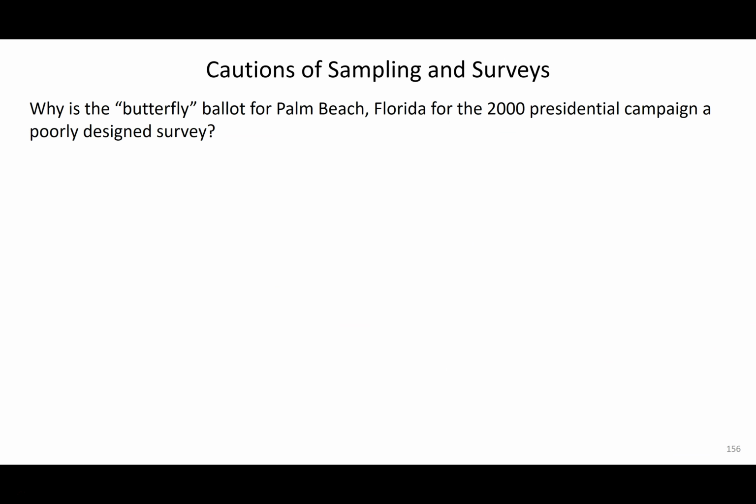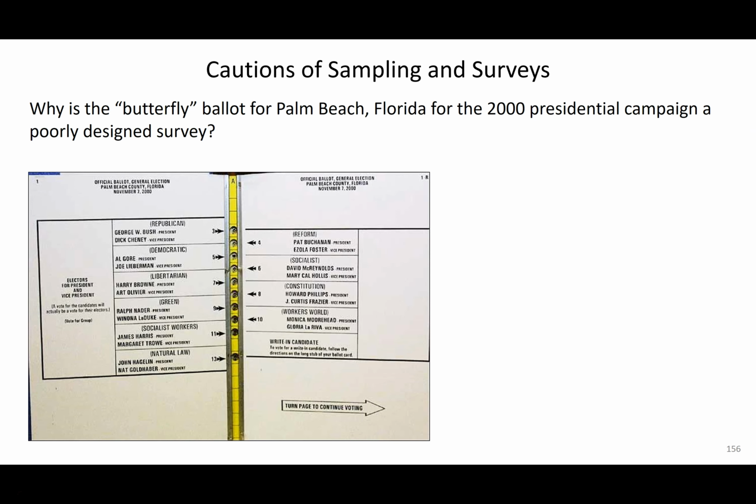One famous example is the butterfly ballot for Palm Beach in Florida in the 2000 presidential campaign. Look at how it's designed. Here's George Bush, who did get voted in, and here's Al Gore, who was the Democratic runner. But the way this is set up, this person is put first, and most people looked over and assumed, okay, here's Bush, and picked this person, without obviously reading too carefully, intending to actually vote for someone else.